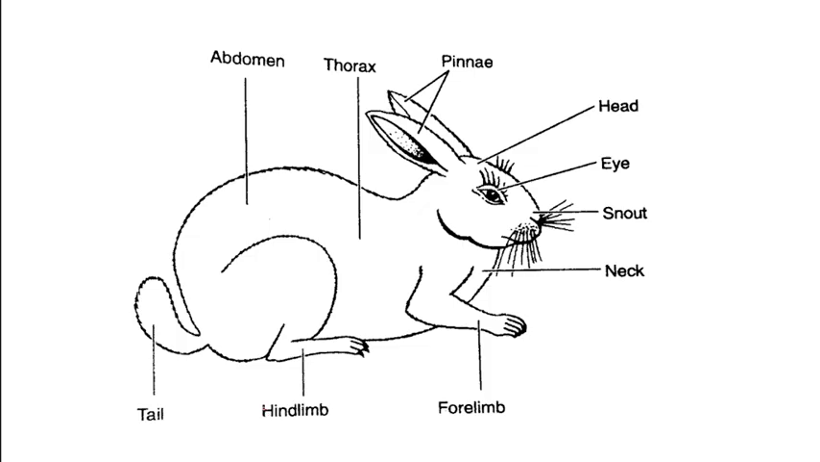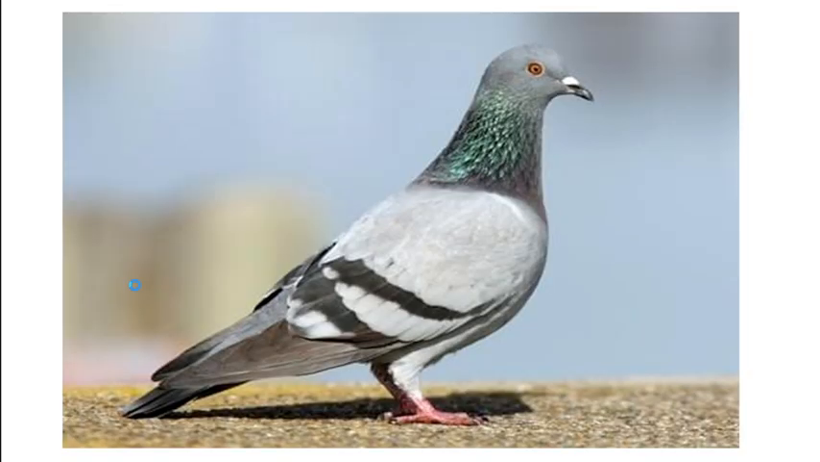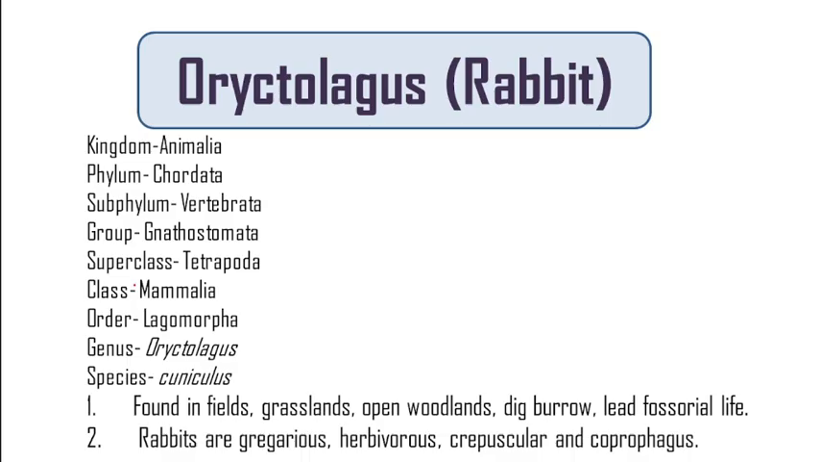Last is rabbit. This is how it looks, and this is the diagram. This region is abdomen, thorax. These are the pinna, external pinna, head, eyes, snout, neck, forelimb, hind limb, and the tail. Its scientific name is Oryctolagus. Kingdom Animalia, phylum Chordata, subphylum Vertebrata, group Gnathostomata, superclass Tetrapoda, class Mammalia, order Lagomorpha, genus Oryctolagus, species Cuniculus.